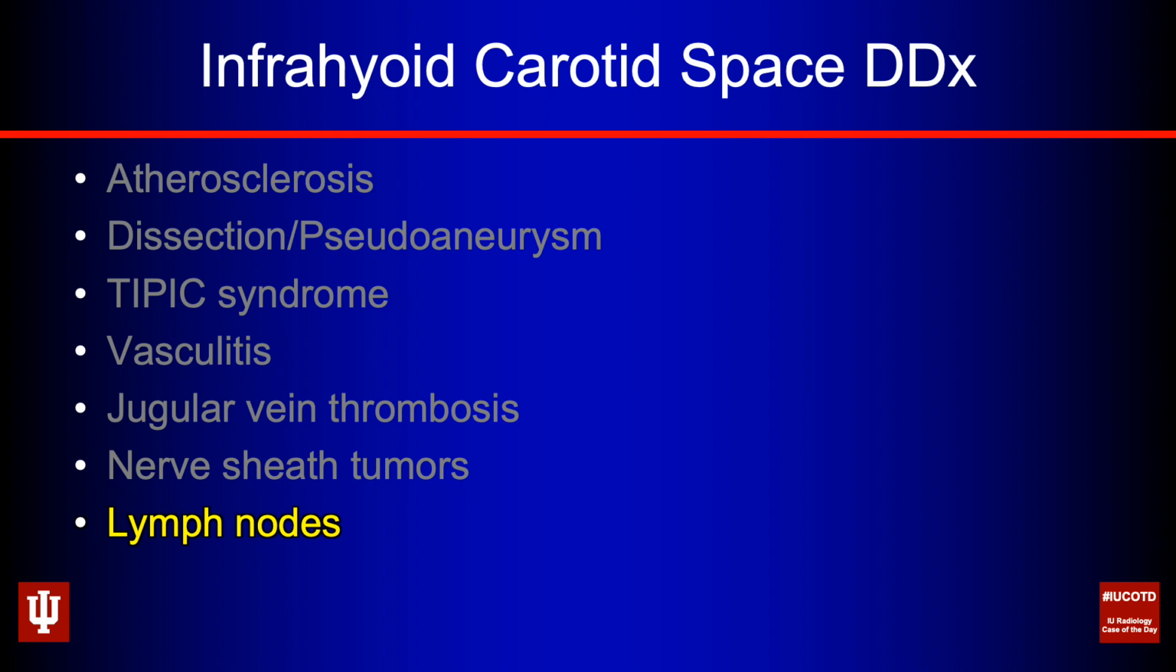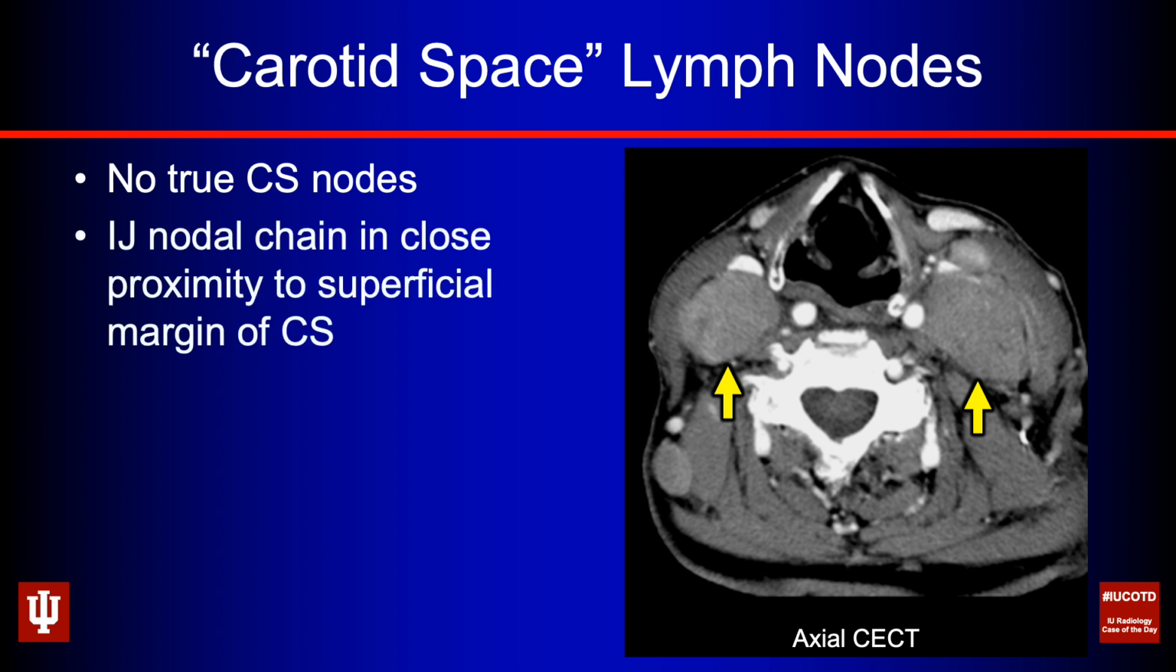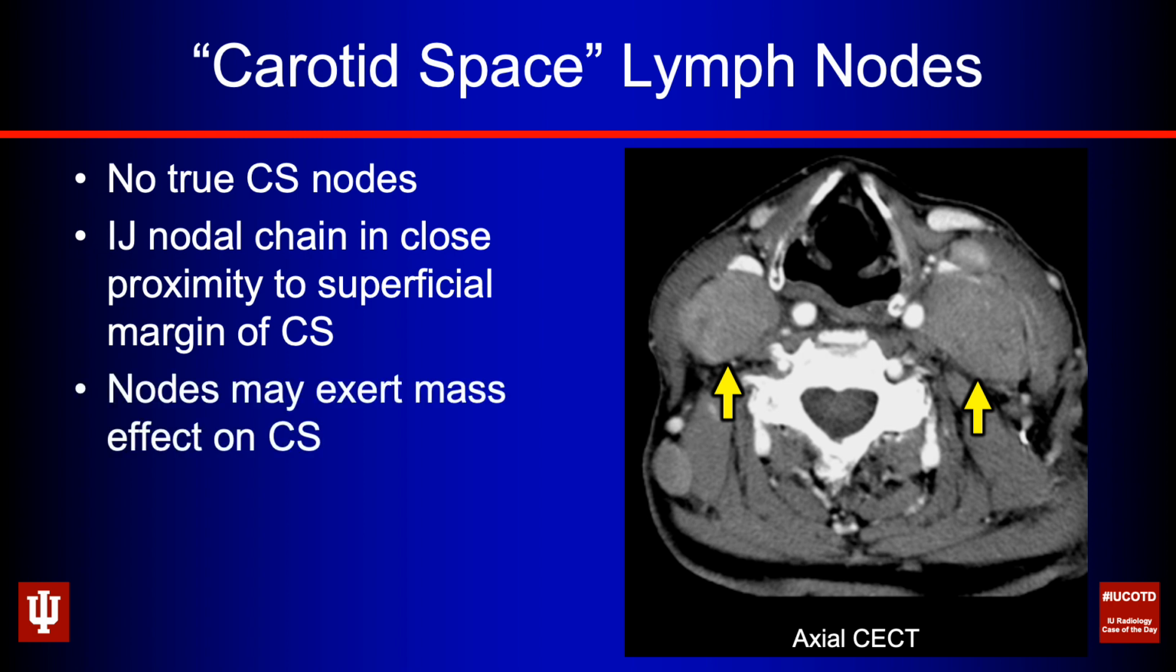Lastly, I want to say just a few words about lymph nodes along the carotid space. So there are no true carotid space lymph nodes, okay? They're nodes, they're not contained within it. They run along it. They're affiliated with it. So the internal jugular nodal chain is in close proximity to the superficial margin of the carotid space, and therefore, they can exert mass effect upon the carotid space.